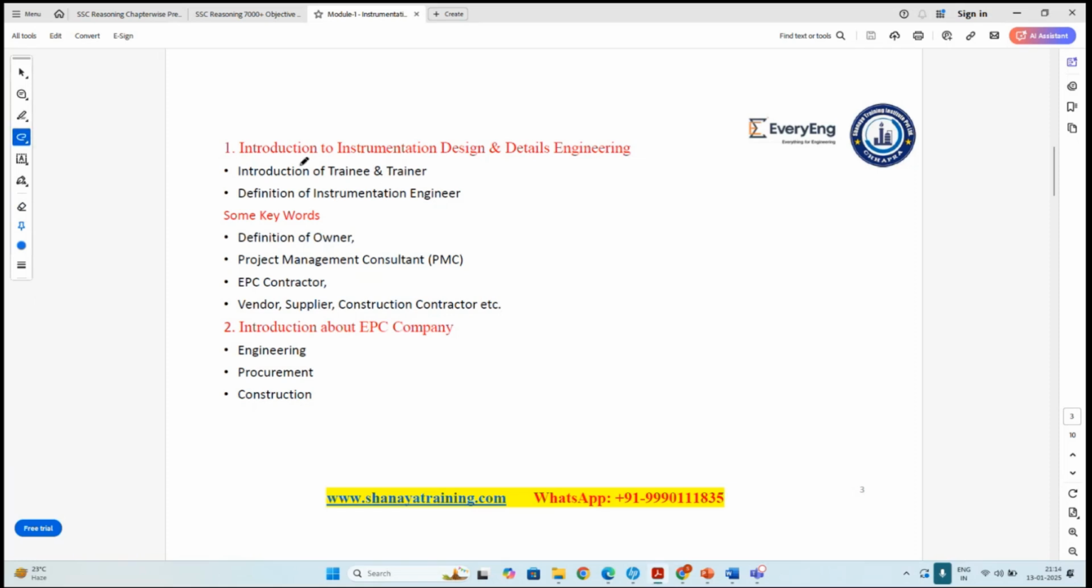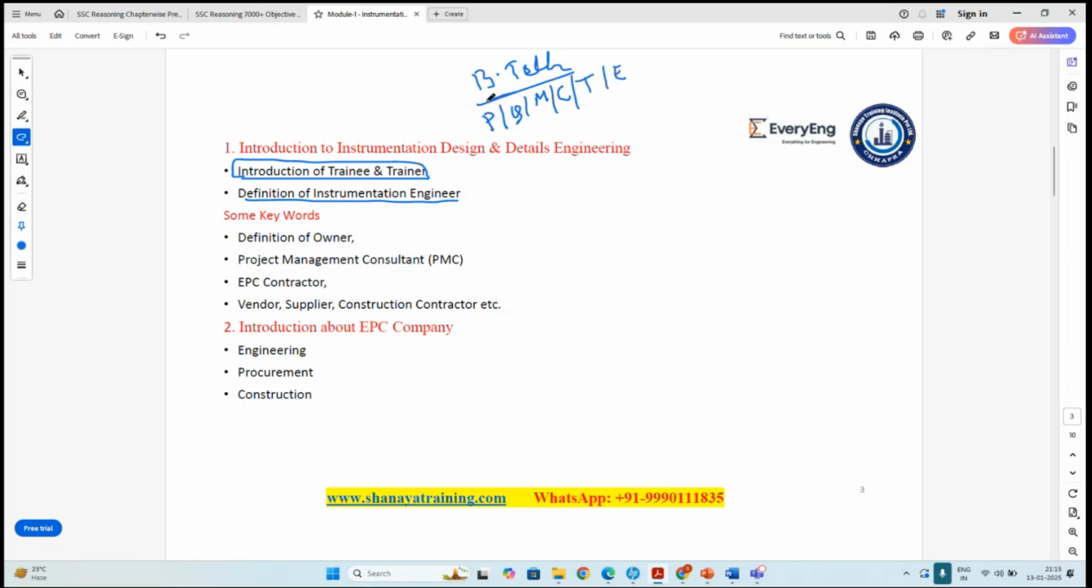So, instrumentation engineer. Introduction about training and trainer, that we have already completed. Now we will talk about the definition of instrumentation engineer. Like who is an instrumentation engineer or instrumentation design engineer? So guys, once you complete your BTech or BE, then what happens? You come to the industry. Some people go to the project, some people go to the quality department, some people go to the marketing department, some people go to construction, some go to tendering, and some go to engineering.